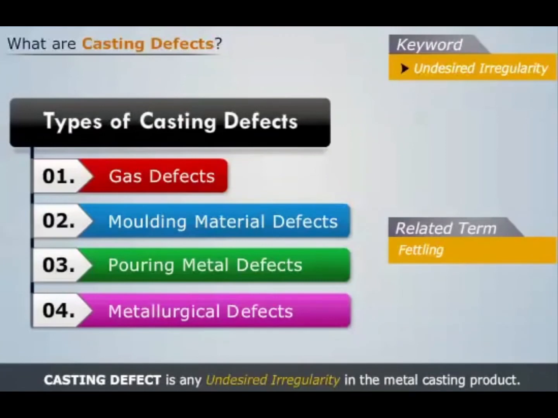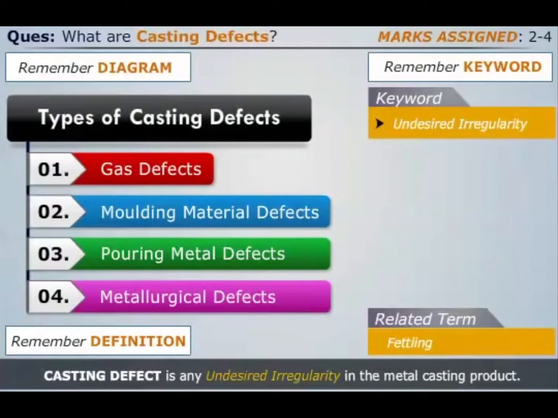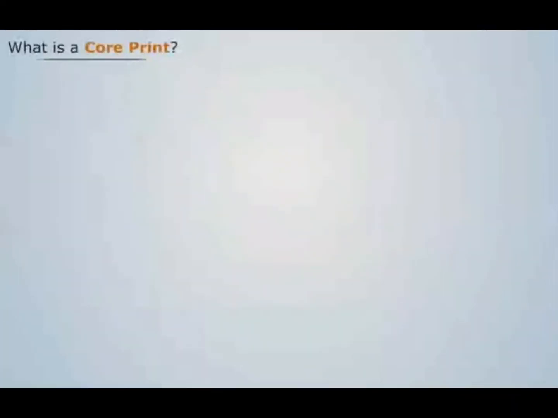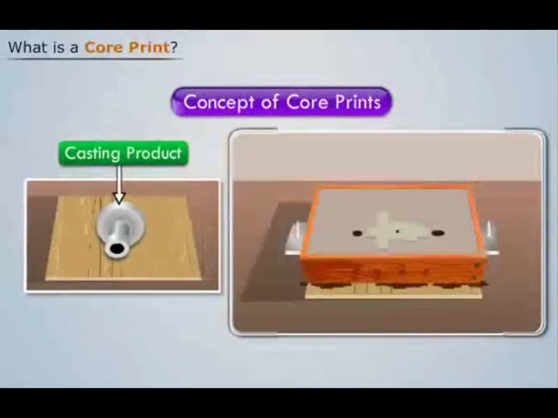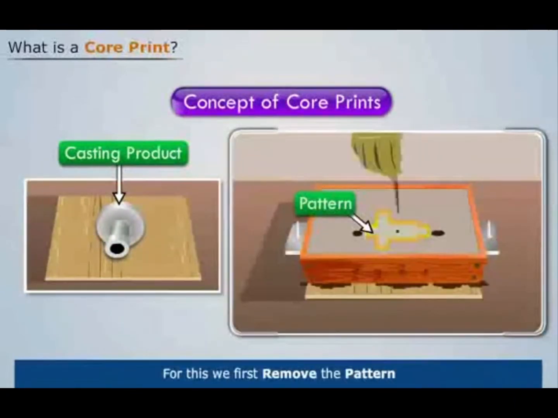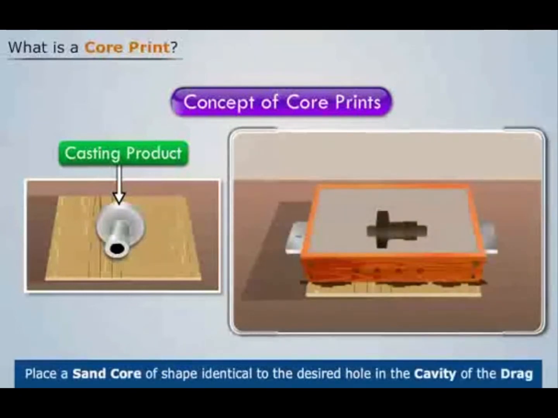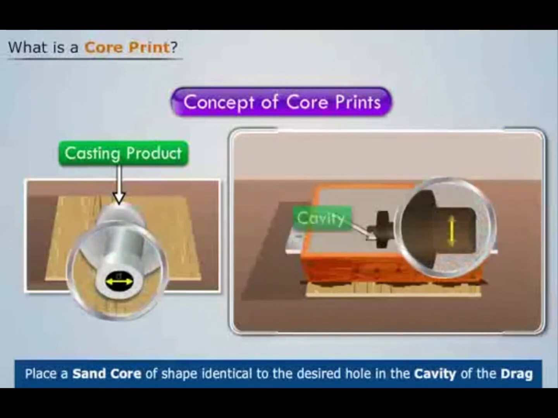Related term is print. Consider a casting product where a hole is present. In order to understand how this hollow product is made with core, let's remove the pattern and then place a sand core of shape identical to the desired hole in the cavity of the drag.